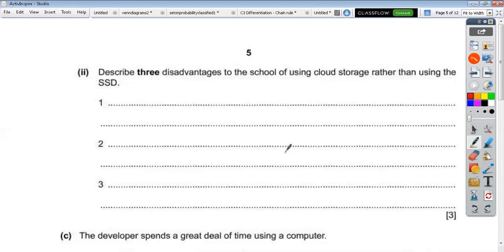What's the other drawback with cloud storage? For you to retrieve your data is dependent on what? On internet connectivity. Your SSD is not dependent, you can simply retrieve data. To retrieve and store data is dependent on internet connectivity. Clear? To access and store data is dependent on internet connectivity. Is that making sense?